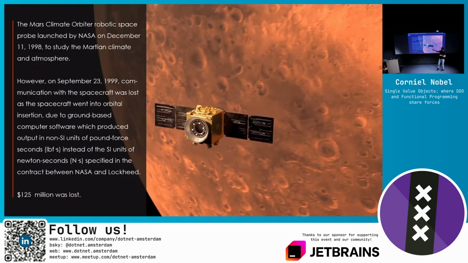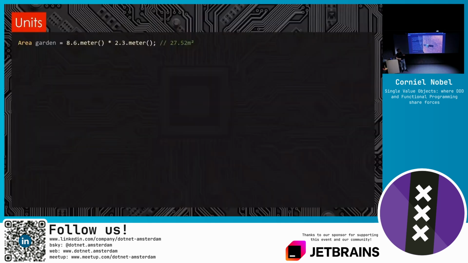No worries. But really, having units in your types and communicating them explicitly can help you, can prevent you from making this, well, in this case, $1 million mistake. Okay, so how can that look like in code?